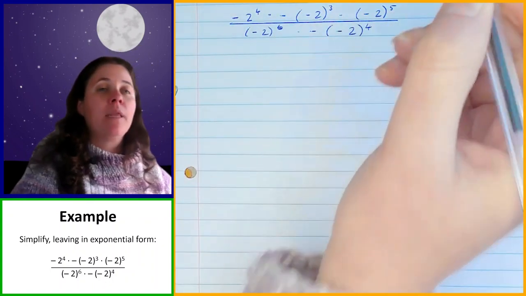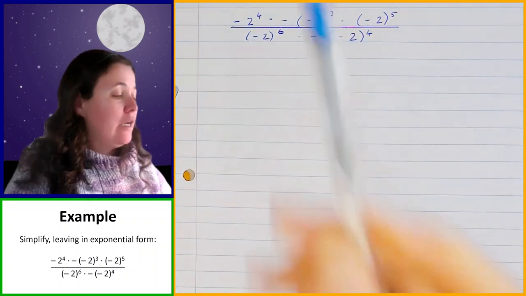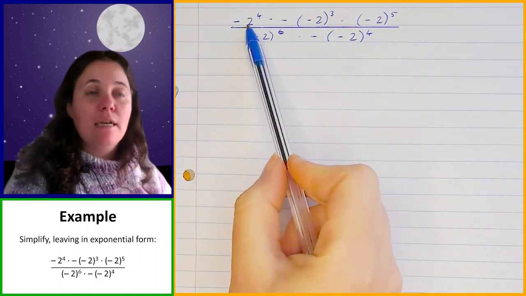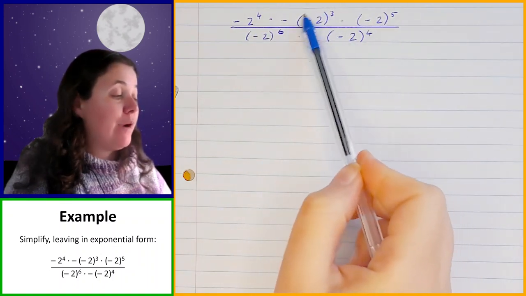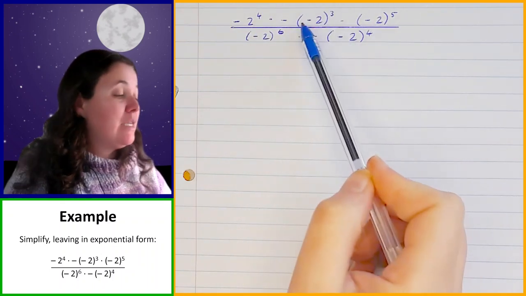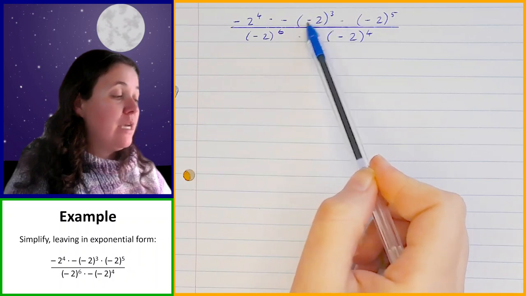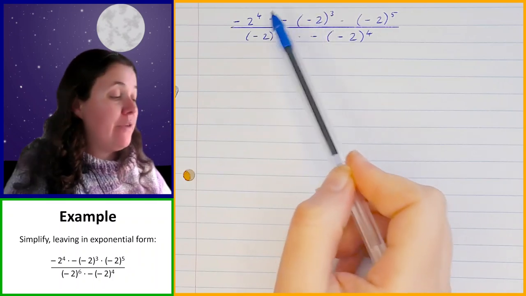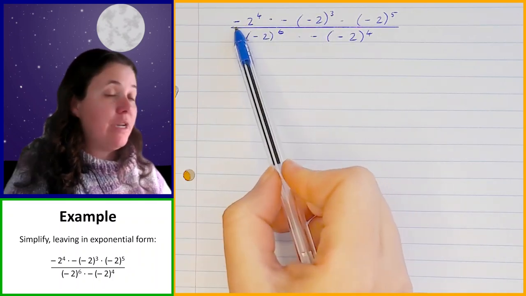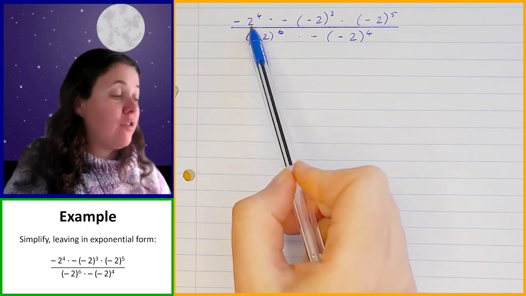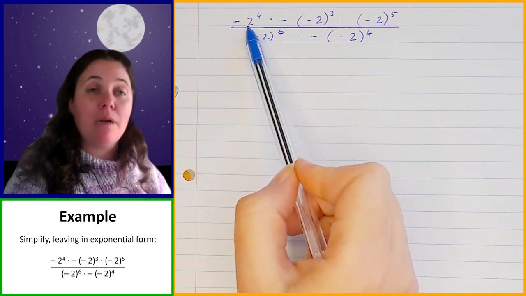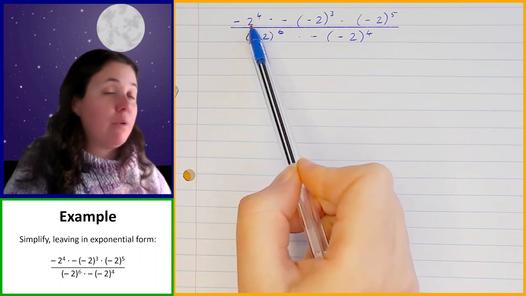Now remember, having a negative 2 like this with an exponent is not the same as having a negative 2 in brackets with an exponent. If it's in brackets, it means that that exponent must be applied to the negative. If it's not in brackets, it means that it's separate. The negative is separate from the 2, and it's not part of the base, which means that the exponent doesn't get applied to the negative. It only gets applied to the 2.